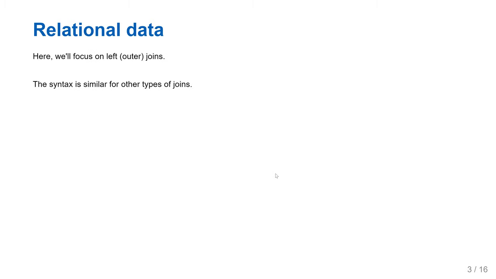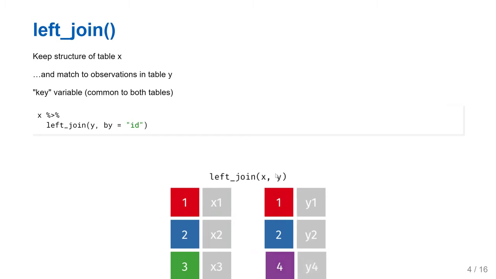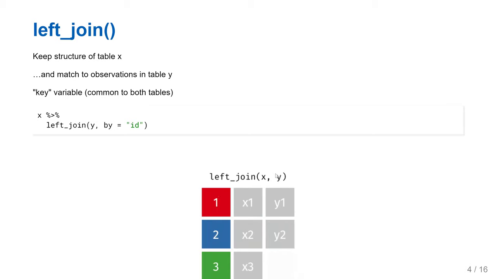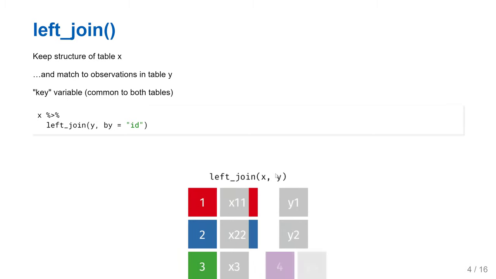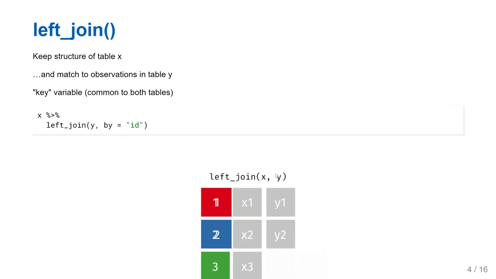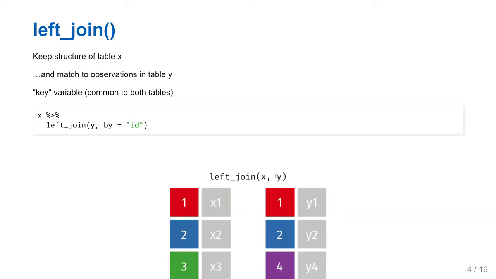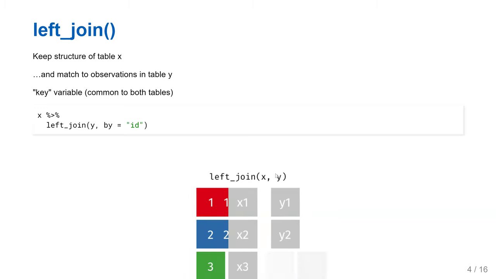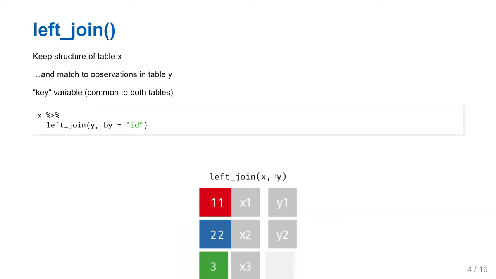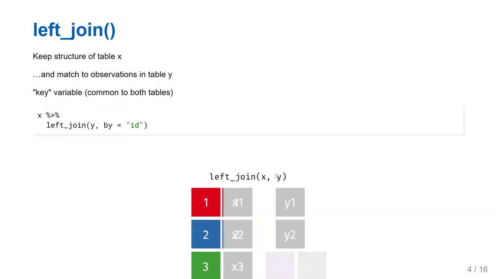We'll mainly focus on left or outer joins for this session, and the syntax is similar for every type of join that we'll encounter. We'll start with the most popular one, which is the left join. If you can see the GIF, it illustrates what a left join does. You have the X data set, which is the first data set, and you want a column from a second data set. You just want to join it by some kind of shared ID column. Everything within the first data set is kept, while everything in the second data set that matches with the first data set is combined with it.